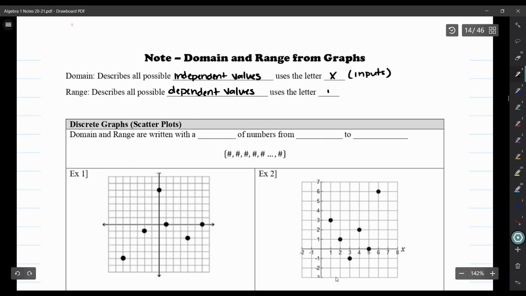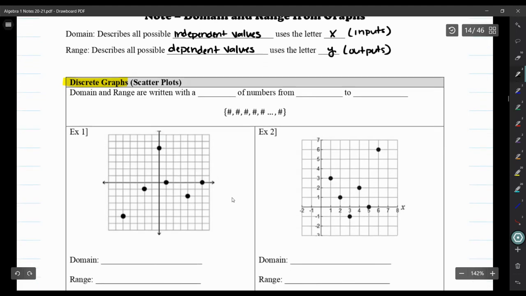And this uses the letter Y. Normally, if it's a real world, it might not. And then we like to consider these outputs. So there's a couple kinds of domain and range. The first we have to talk about is discrete graphs. We talked a little bit about this the other day. Discrete is when you have basically a scatter plot.